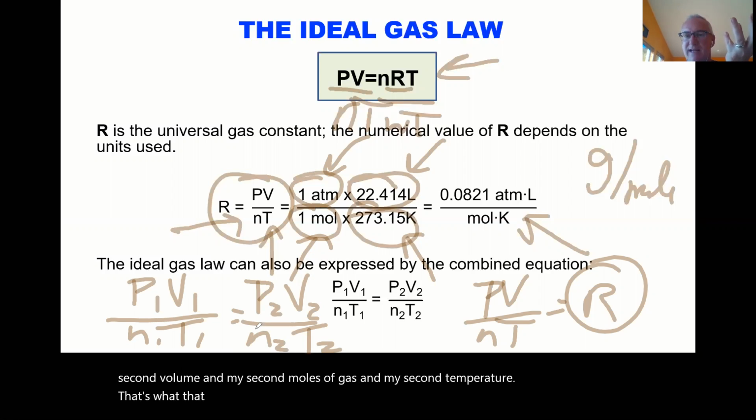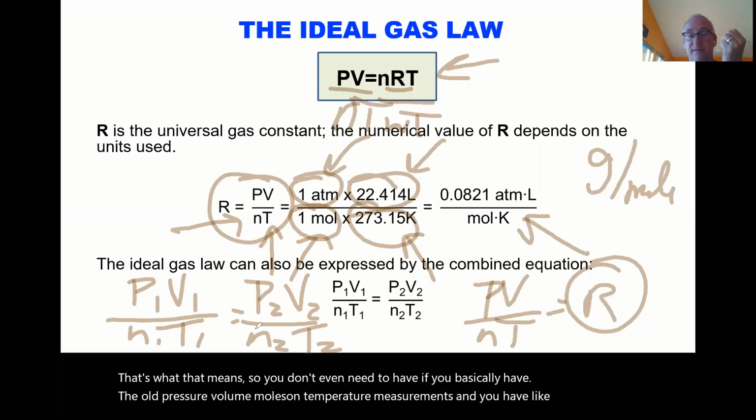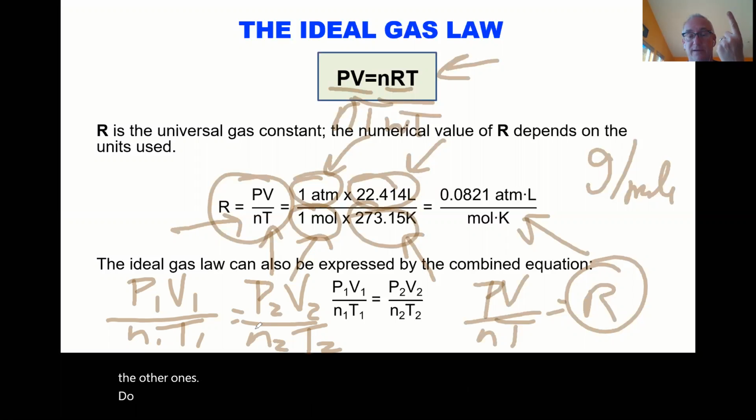So you don't even need to have R if you have the old pressure, volume, moles, and temperature measurements, and you have, say, 3 of the other ones. You have a new pressure.